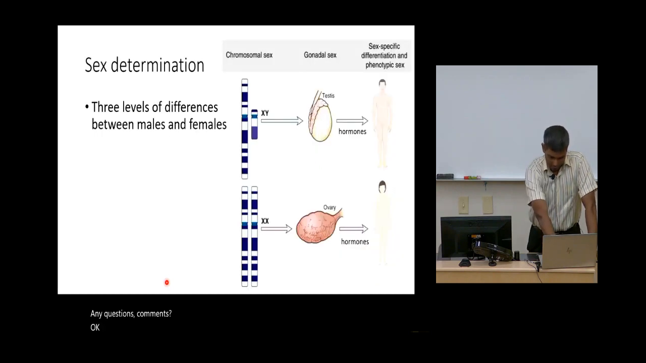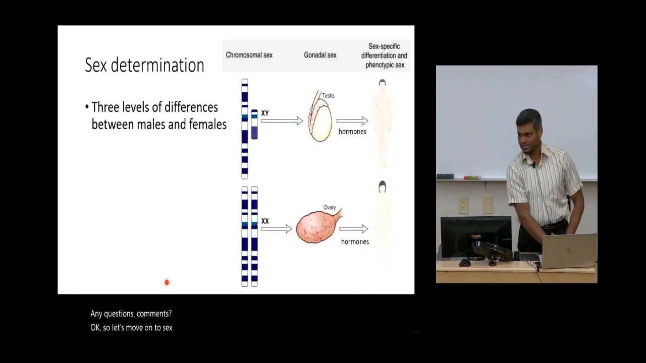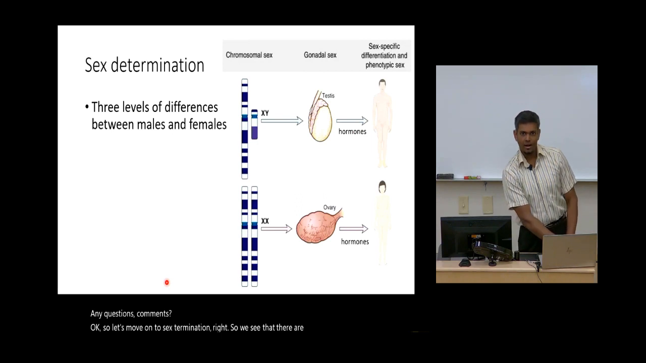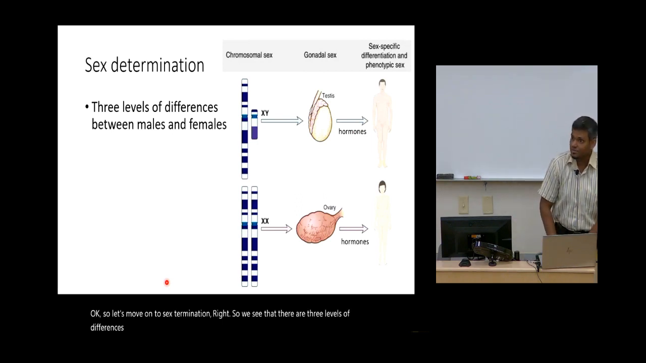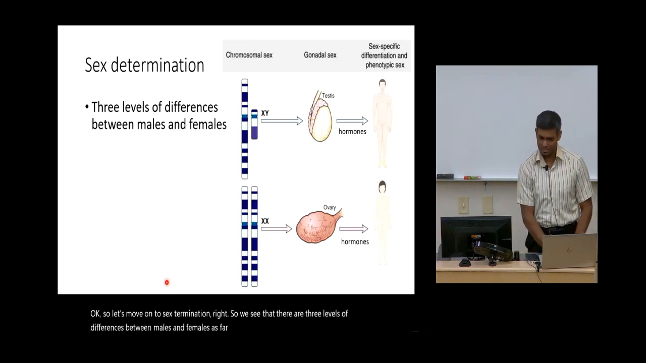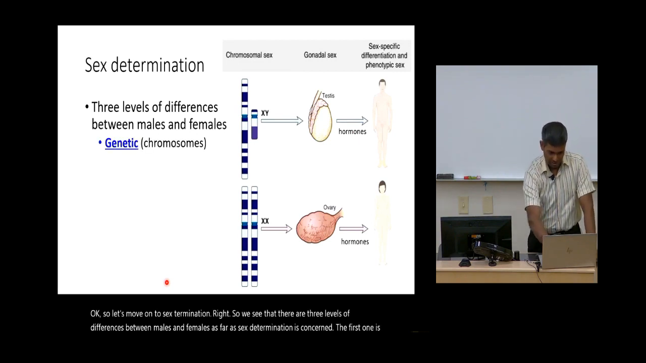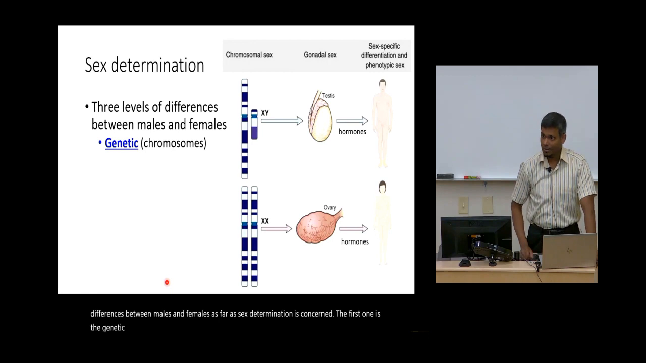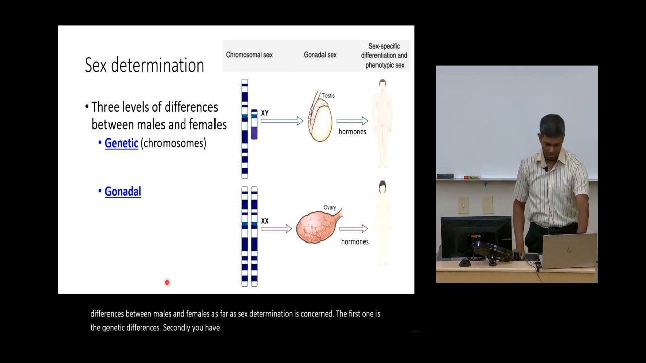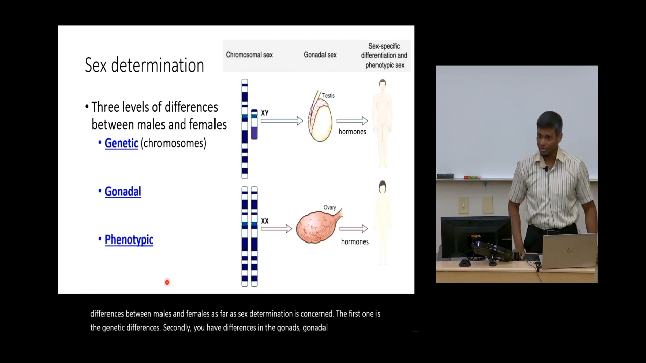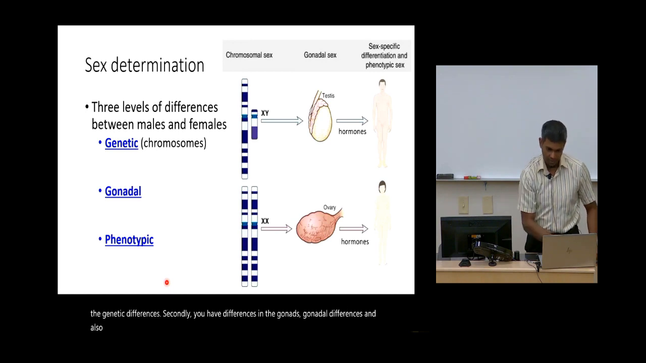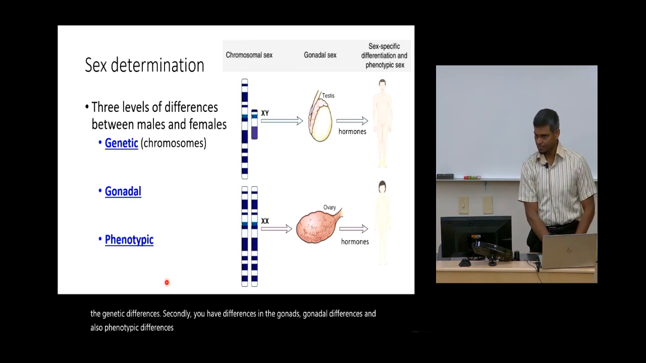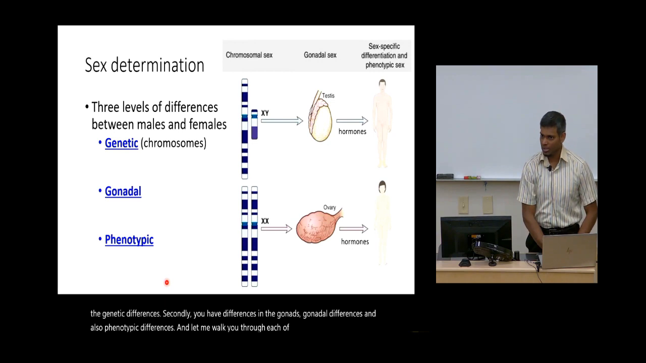Okay, so let's move on to sex determination. We see that there are 3 levels of differences between males and females as far as sex determination is concerned. The first one is the genetic differences. Secondly, you have differences in the gonads, so gonadal differences, and also phenotypic differences. Let me walk you through each of these.